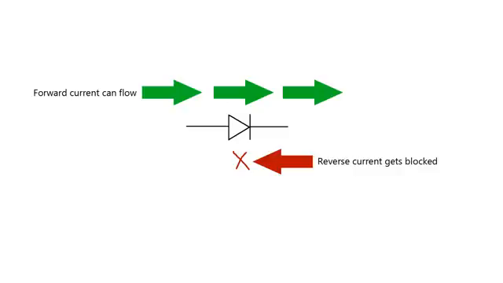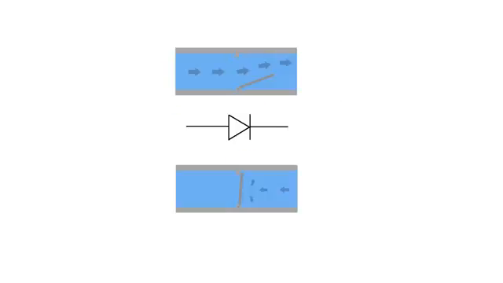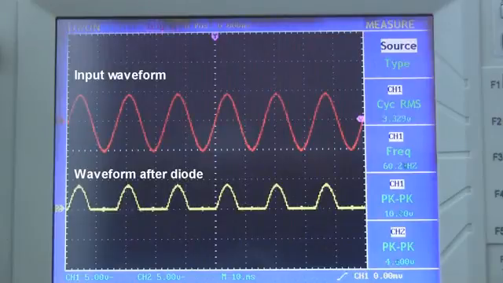A diode is a device that only allows current to flow in one direction. A helpful way of remembering this is to compare diodes to water valves that only allow water to flow one way. So if you feed an AC voltage or current through a diode, the negative voltage will just get blocked off, and you'll be left with only the positive half of the waveform.